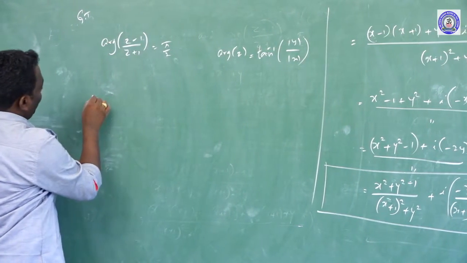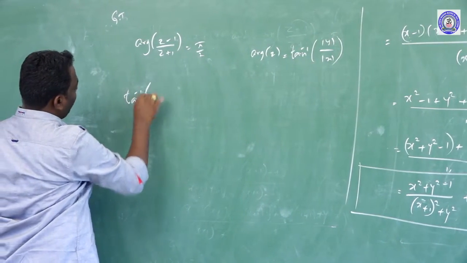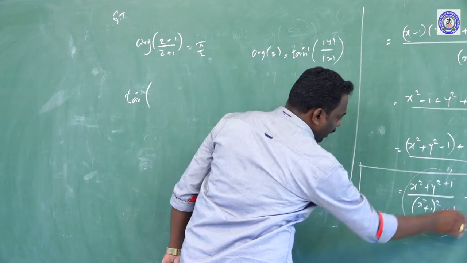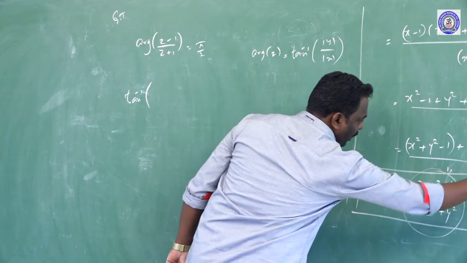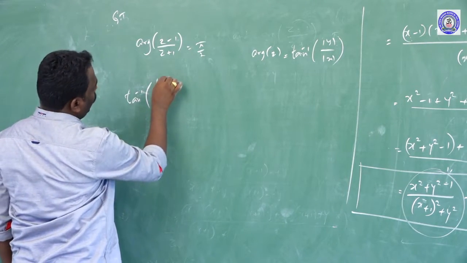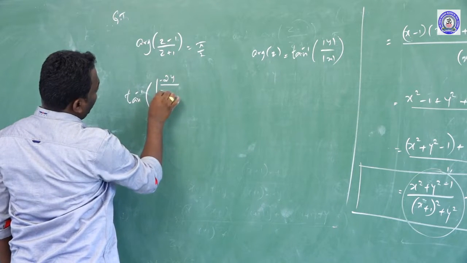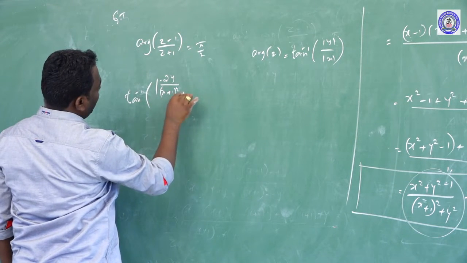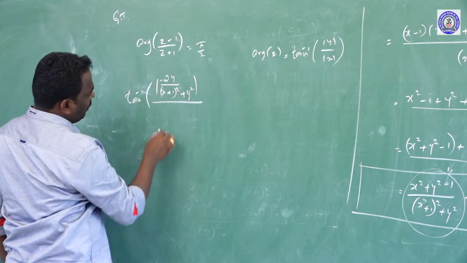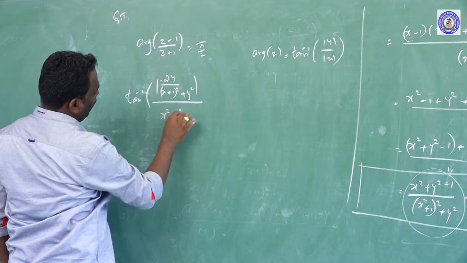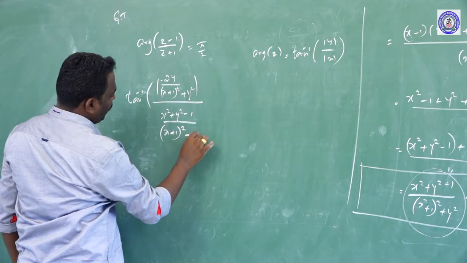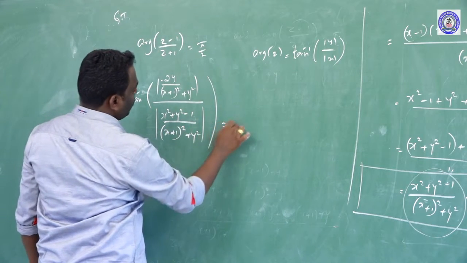Therefore it is equal to tan inverse of the argument; this one is called x and this one is called y. Therefore the argument is the modulus of 2 minus 2y by ((x plus 1) whole squared plus y squared), the numerator being y, and the denominator being x, which is x squared plus y squared minus 1 by ((x plus 1) whole squared plus y squared), and this is equal to pi by 2.